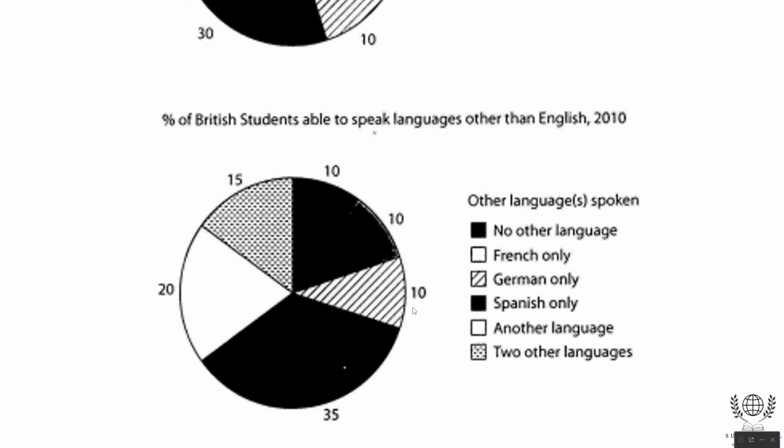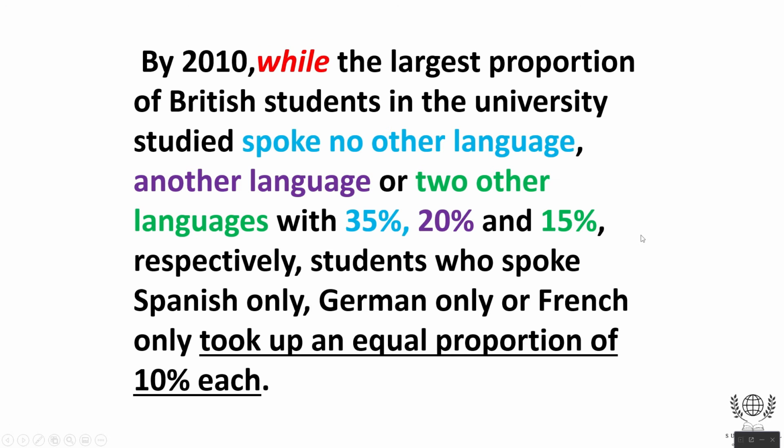We can go back to 2010. And once again, it's quite possible for us to use our friends, the subordinations, and respectively to combine information together. We can see right away that there are three categories that have 10% each, and then we have 35, 20, and 15%. We can just put that all in one sentence. Let's try that. By 2010, while the largest proportion of British students in this university spoke no other language, another language, or two other languages with 35, 20, and 15% respectively.